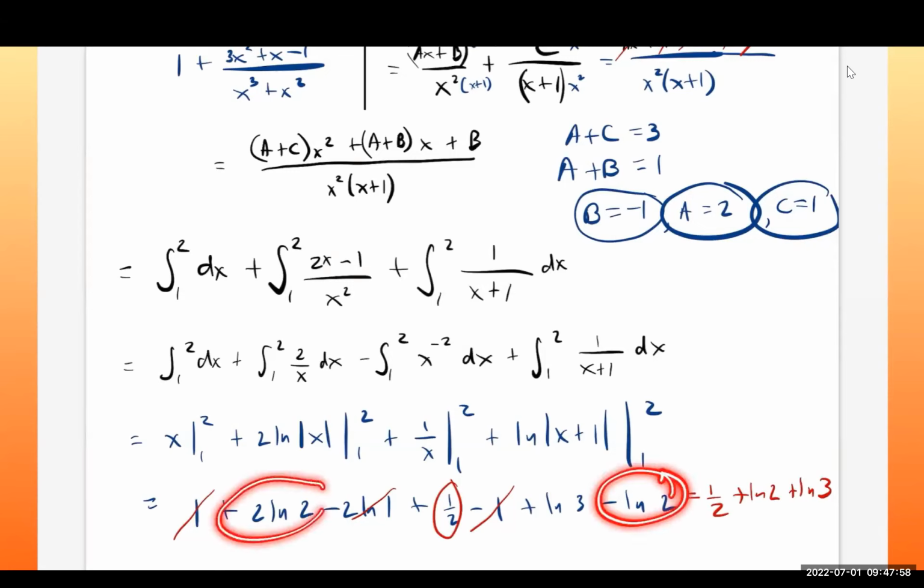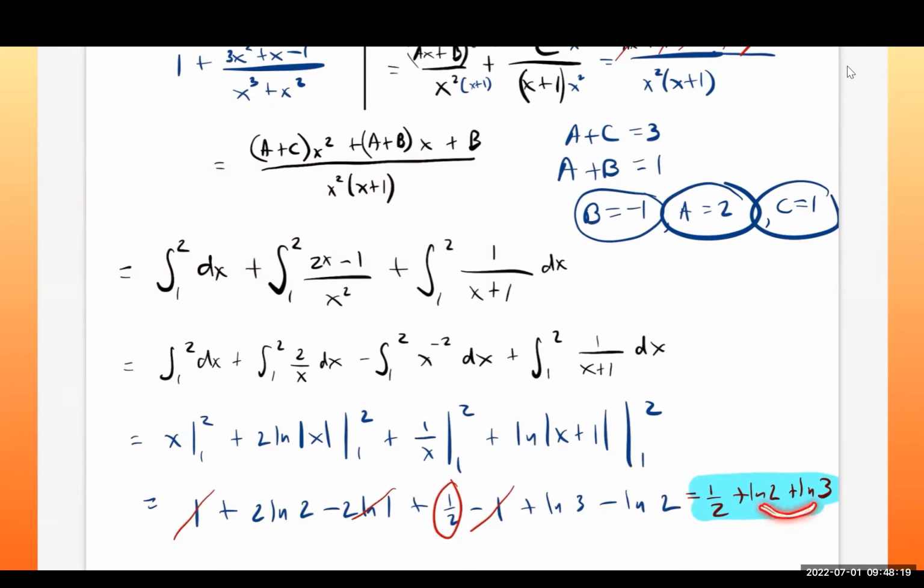So I combined this one with this one. That's where I got the ln of 2. And then this one I wrote separately, and the 1/2 I wrote separately. So that is our final answer. Okay, so that is that.